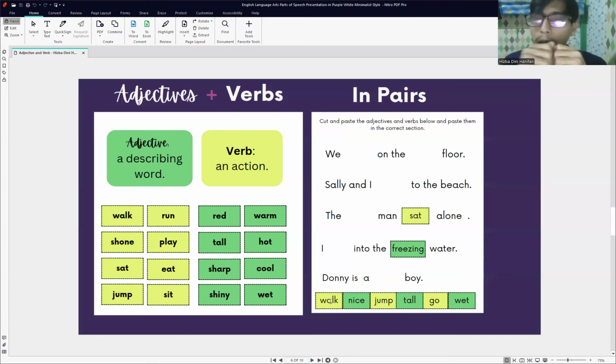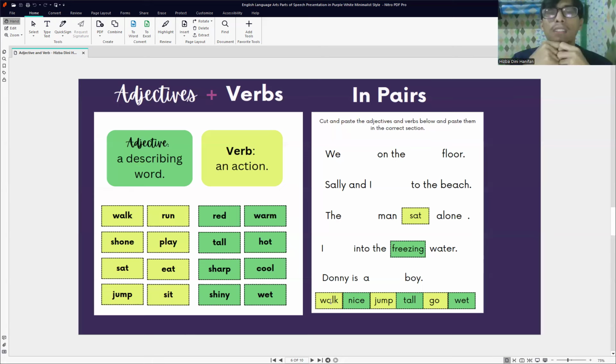Sally and I, blank, blank, blank, to the beach. Okay? Jakatim. Correct. Sally and I go to the beach. The third question: the blank, blank, blank man sat alone. There is already an example there. We got a verb, sat, which is yellow colored. So the blank blank blank, what's that? Yep, the tall man sat alone. So sad. Moving on, next question.